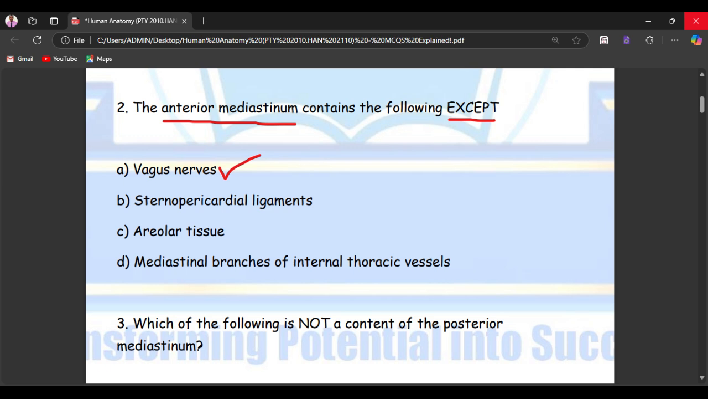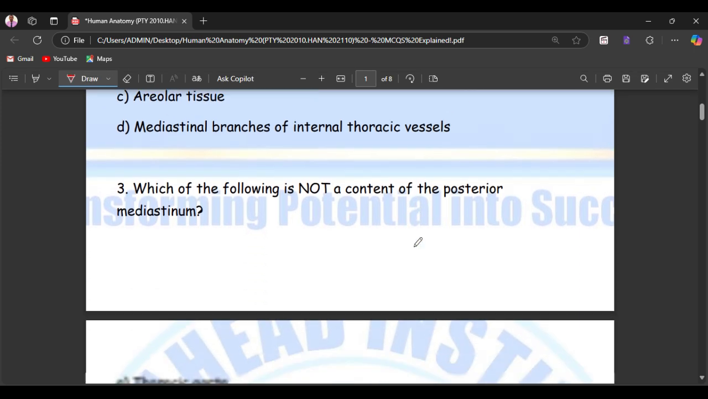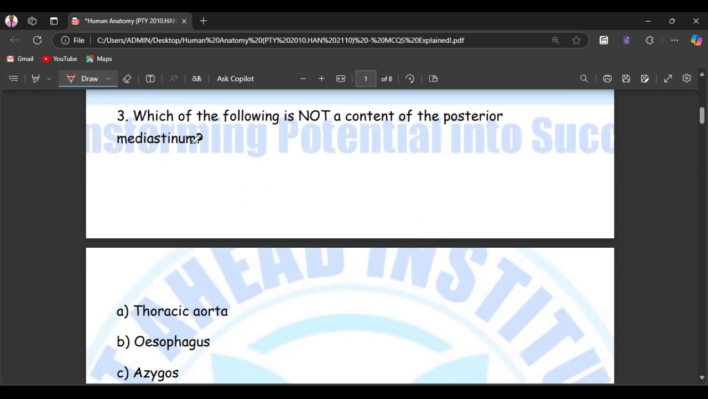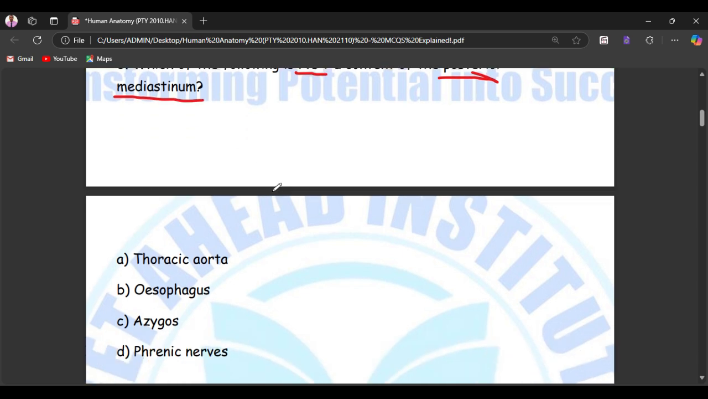Okay, we go to question number 3. Question number 3 says, which of the following is not the content of the posterior mediastinum? So we're looking at what is not part of the posterior mediastinum. The options given are thoracic aorta, esophagus, azygos, and the phrenic nerves.